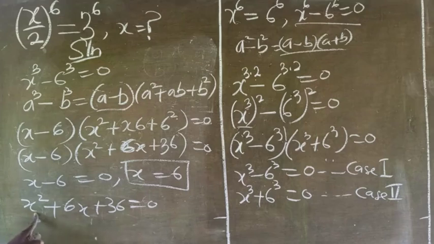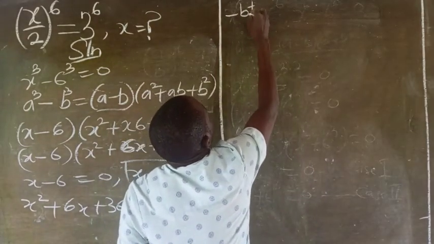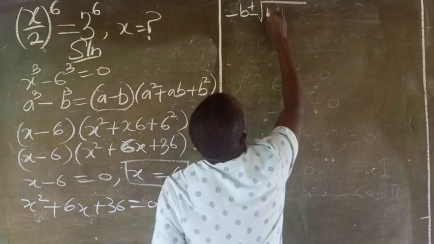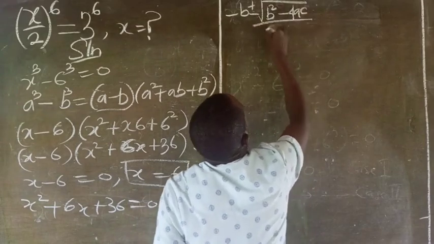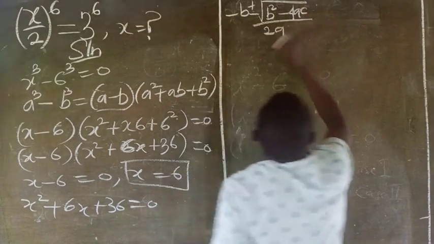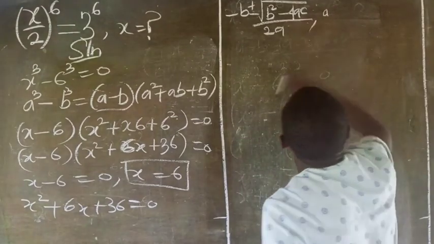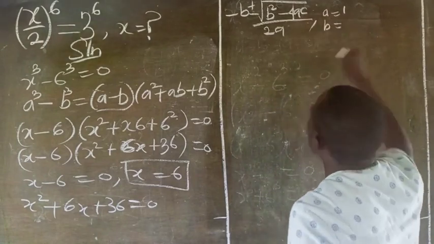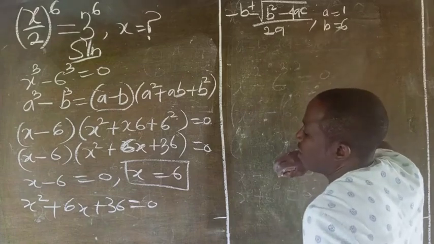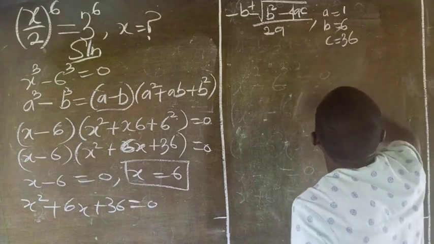Obviously, this is a quadratic equation, and we're going to employ the formula in solving this. The formula says x equals minus b plus or minus the square root of b squared minus 4ac, all over 2a. And from our equation, s has a coefficient of 1, so a is 1. Our b is 6, the coefficient of s, and our c is the constant, which is 36.